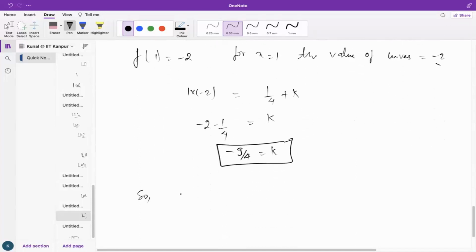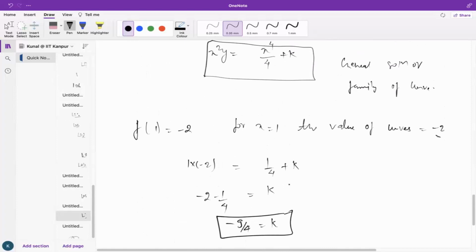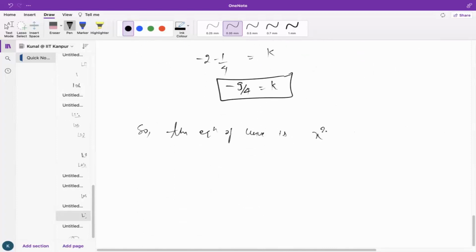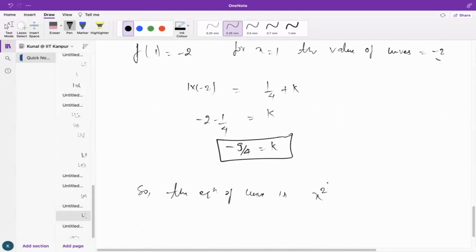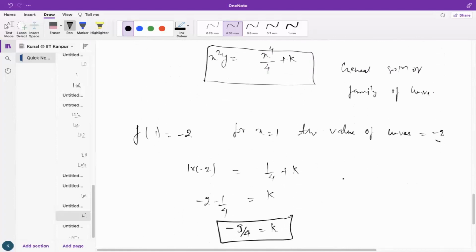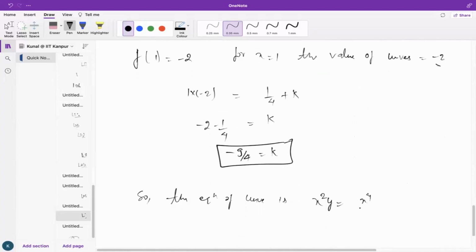So the equation of the curve is y is equal to x to the power 4 by 4 minus 9 by 4. So this is our equation of the curve.